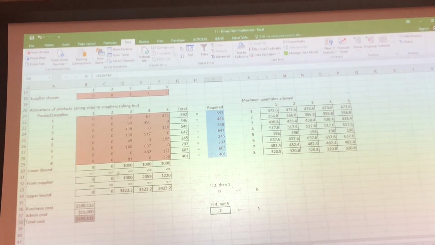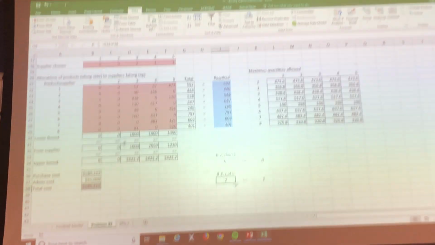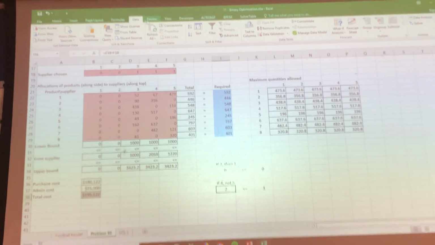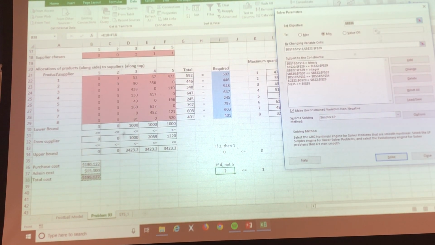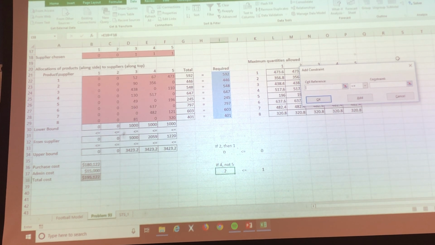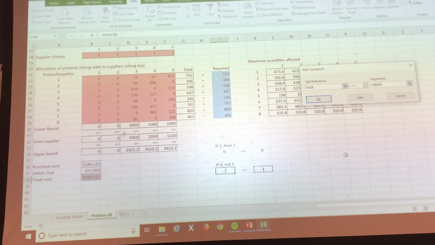But once I've done that, and you can see I'm in violation of it right now, I go up into Solver, I add another constraint. By the time this is all said and done, we have a lot of constraints. We add another constraint of the one I just set up. I don't know where yours are on the worksheets. I add another constraint to do that if 4 not 5 thing.